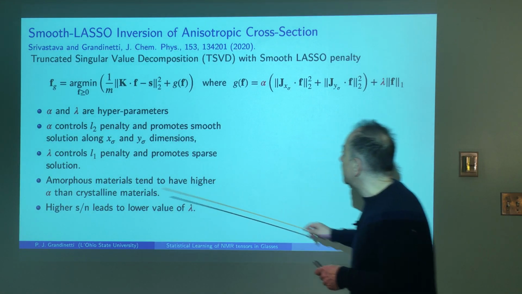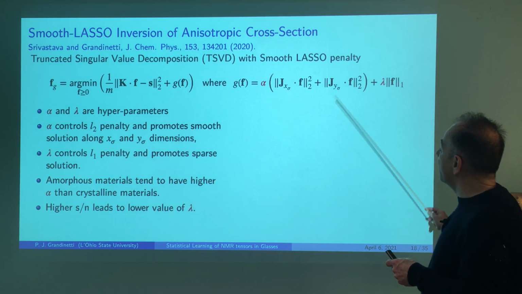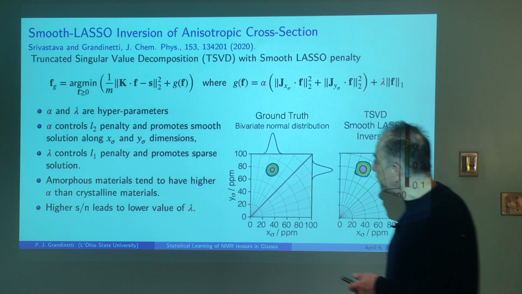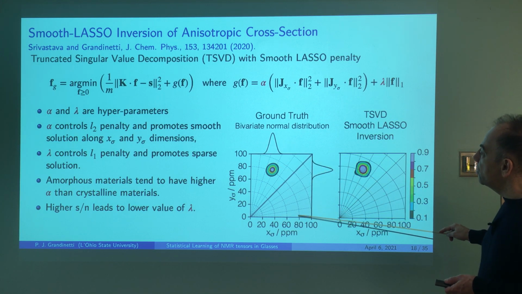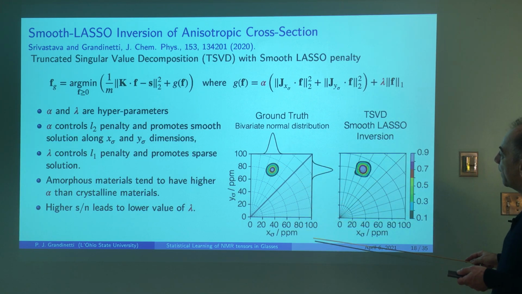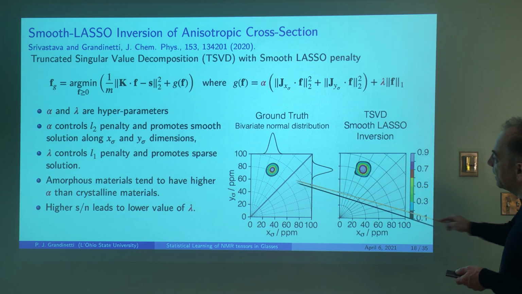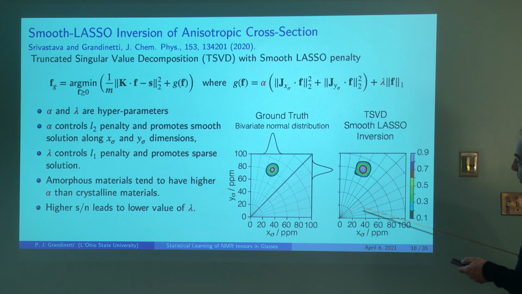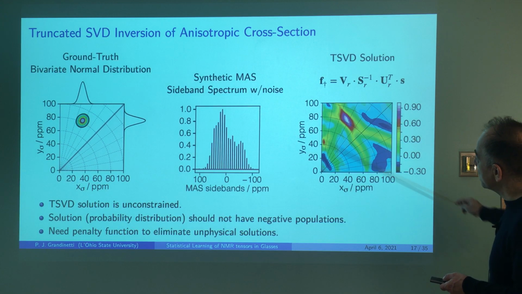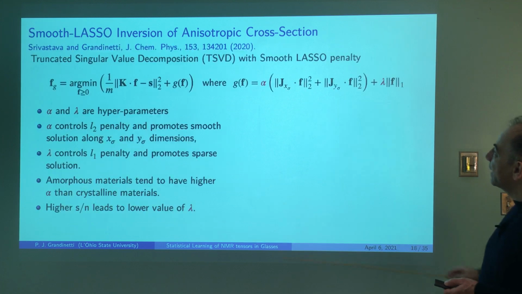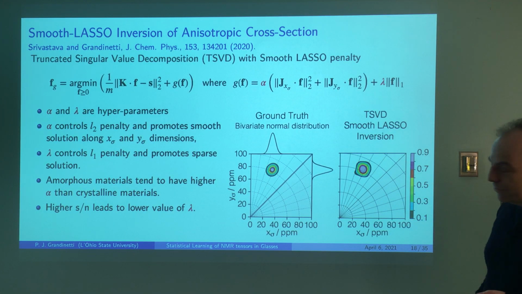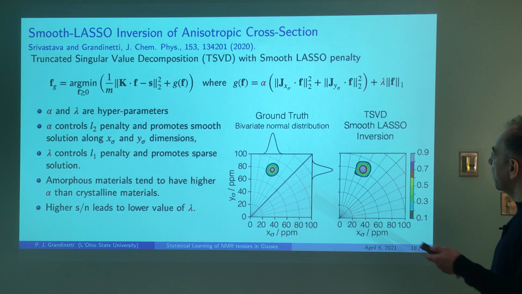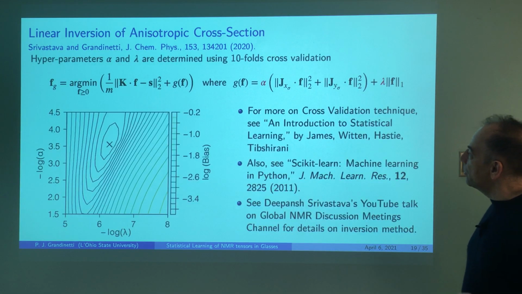Glasses and amorphous materials will tend to have bigger values of alpha than, say, a crystalline material will. So if we use this on the ground truth distribution, if we invert that spinning sideband pattern, we get this for our inversion, and it compares very nicely to our ground truth. If you go back to the previous slide, this is what we got by inverting this spectrum. Using this penalty function, this is what we get for inverting that spectrum. So it works really well, at least in this case here, but I can show you some more examples in a bit.